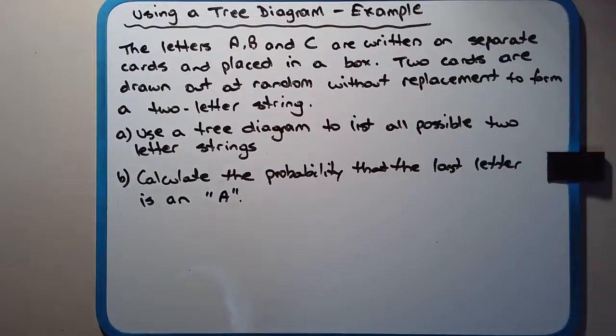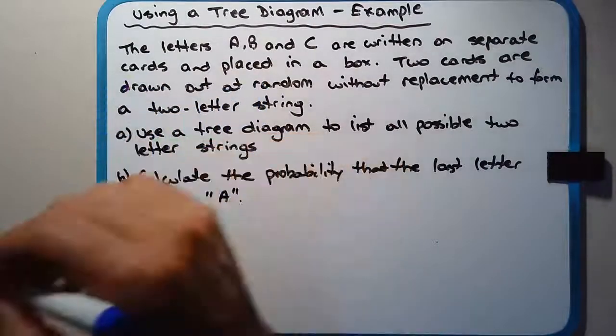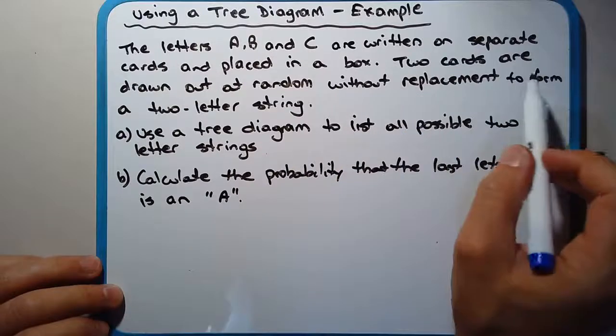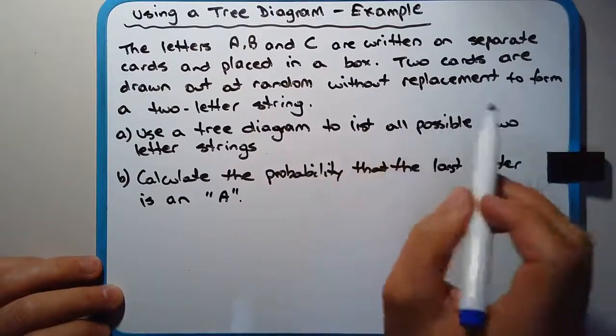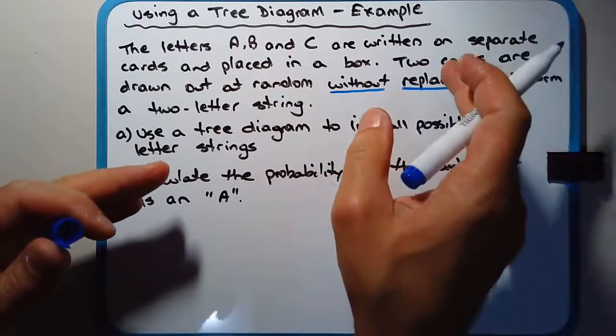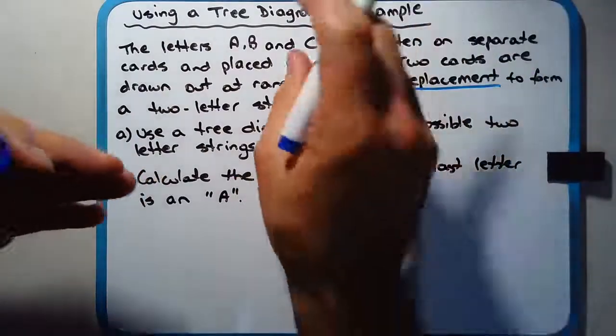Let's have a look at an example that uses a tree diagram to list the possible outcomes in the sample space. So let's read the question. The letters A, B, and C are written on separate cards and placed in a box. 2 cards are drawn out at random without replacement. Now that's very important. That means that we're not putting the card back in the box and then have the possibility of drawing that same card out again.